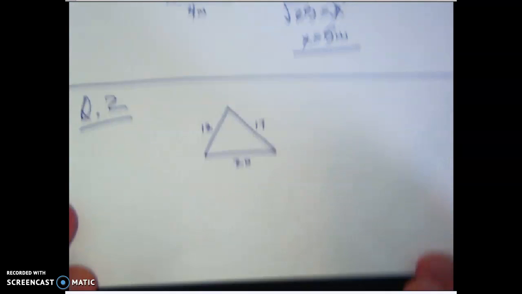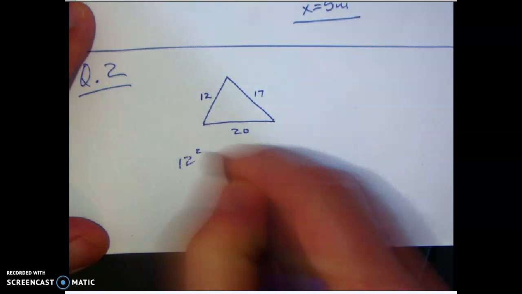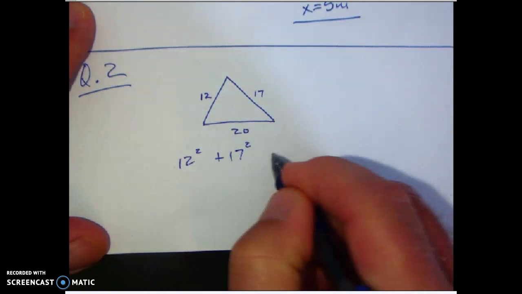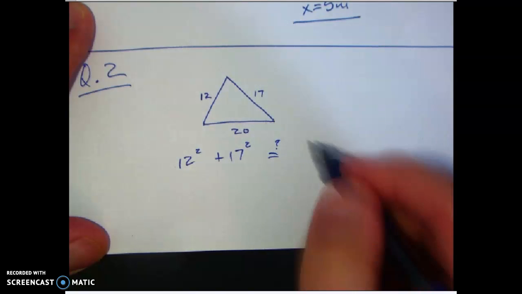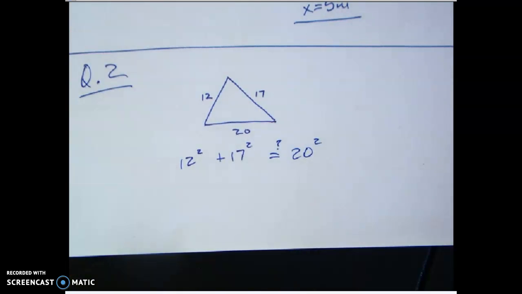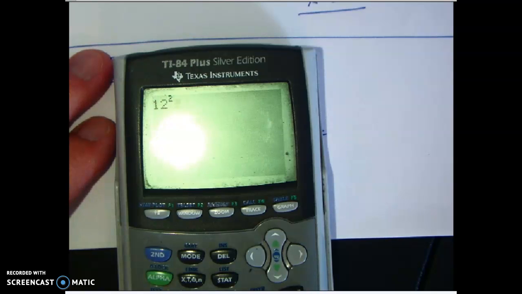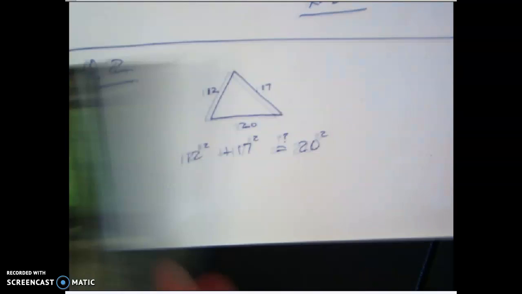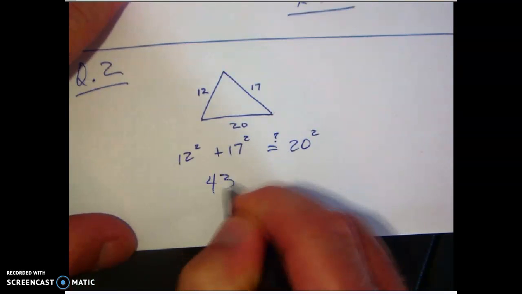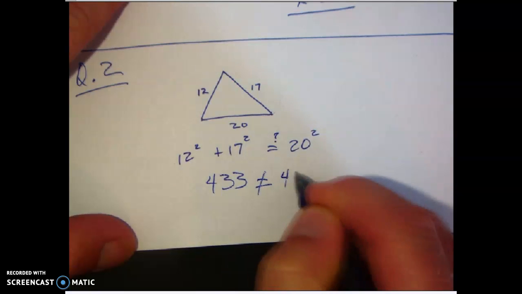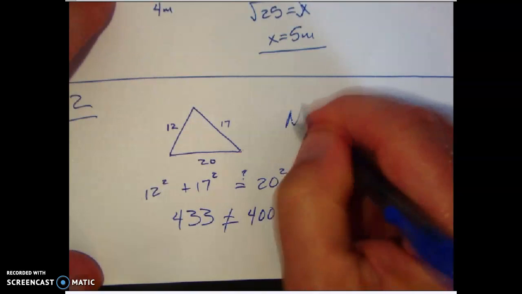So when we're setting this one up, we would take 12 squared plus 17 squared, and we're trying to find out, is that equal to 20 squared? So 12 squared plus 17 squared adds up to 433. 20 squared is 400. So 433 does not equal 400. So is this a right triangle?